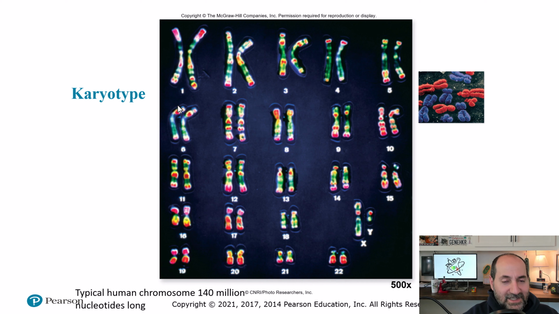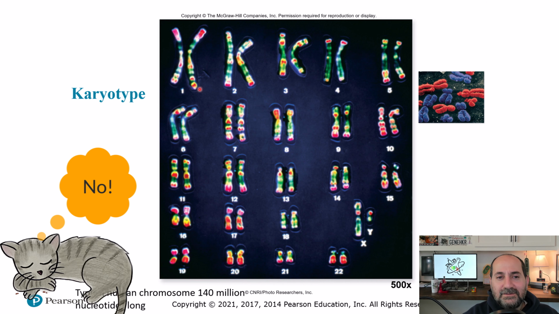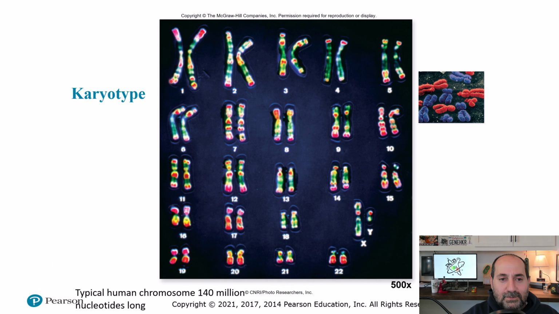Now, let me ask you this. Why do you think you have two chromosome 1s, two chromosome 2s? Do you think these two chromosome 1s are identical? That's right, Wicket. These are not identical chromosomes. You inherited one chromosome 1 from your mom and one chromosome 1 from your dad. You inherited one chromosome 2 from your mom and one chromosome 2 from your dad.